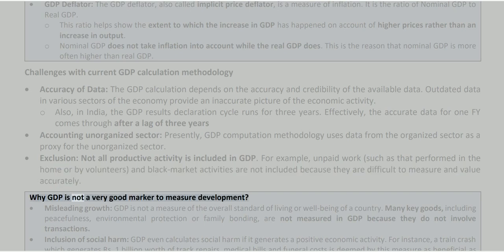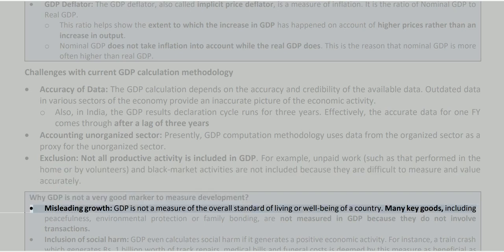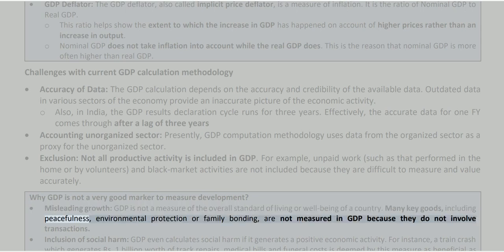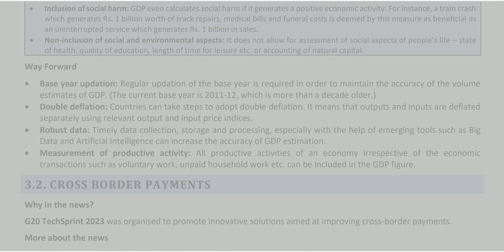Why GDP is not a very good marker to measure development. Misleading growth. GDP is not a measure of the overall standard of living or well-being of a country. Many key goods, including peacefulness, environmental protection or family bonding, are not measured in GDP because they do not involve transactions. Inclusion of social harm. GDP even calculates social harm if it generates a positive economic activity. For instance, a train crash which generates Rs 1 billion worth of track repairs, medical bills and funeral costs is deemed by this measure as beneficial as an uninterrupted service which generates Rs 1 billion in sales.